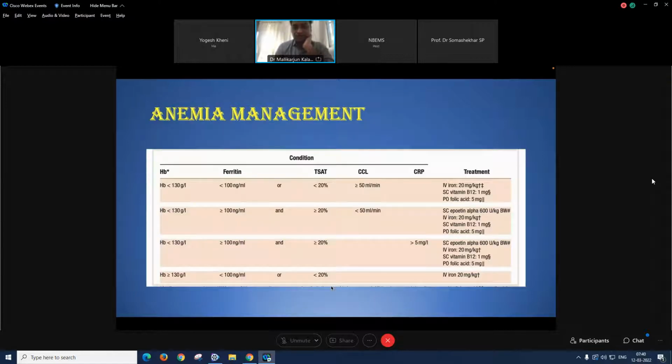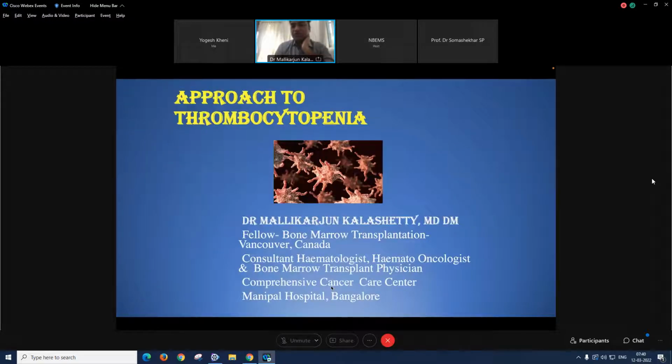So this can again be a simple algorithm. Anyone with low iron must be given iron infusions. Perhaps parenteral iron is a better way of replacing iron in this situation, and then use folic acid, vitamin B12, and erythropoietin based on other indices and comorbidities. This way, we may be able to reduce the requirement of transfusions in these patients.